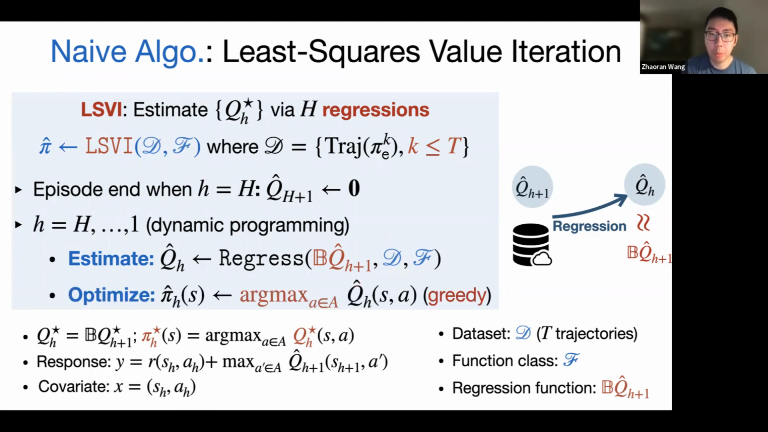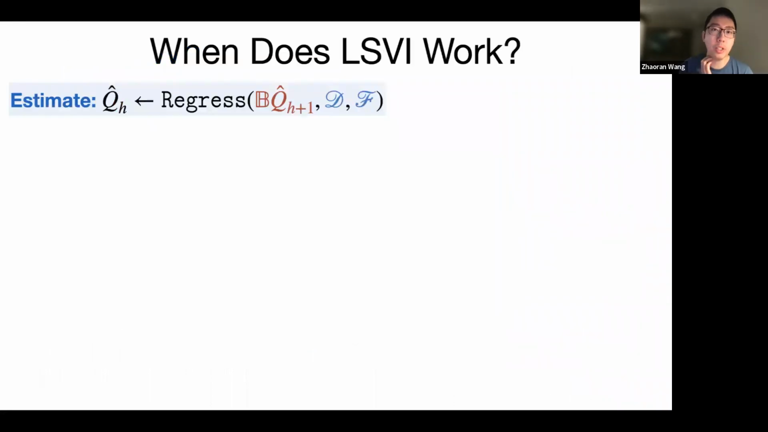Then after obtaining this optimal Q function, things become very easy. You just optimize the action, right? Taking the greedy action is the best because of the Bellman equation. And then doing this recursively, we can get the optimal policy, hopefully. So then the question is, when does it work? What kind of assumptions do we need, and whether or not they can be satisfied in practice.